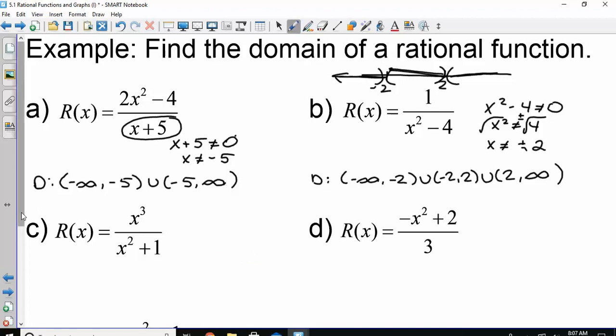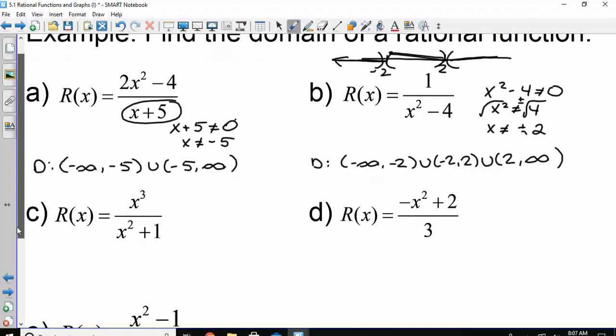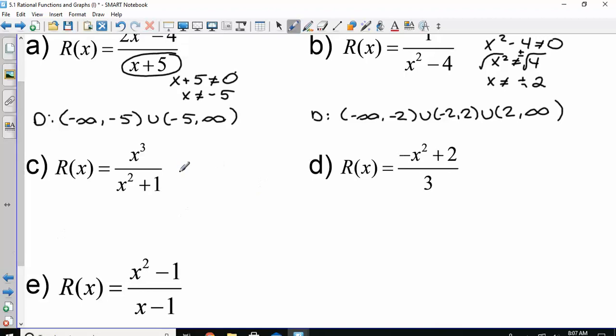Alright, let's look at C. So if we're finding the domain, we know the bottom can't equal 0. So x squared can't be negative 1. If we square root this time, we get x cannot equal plus and minus, what's the square root of negative 1? i. Okay, in terms of graphing that, do we graph the i's?